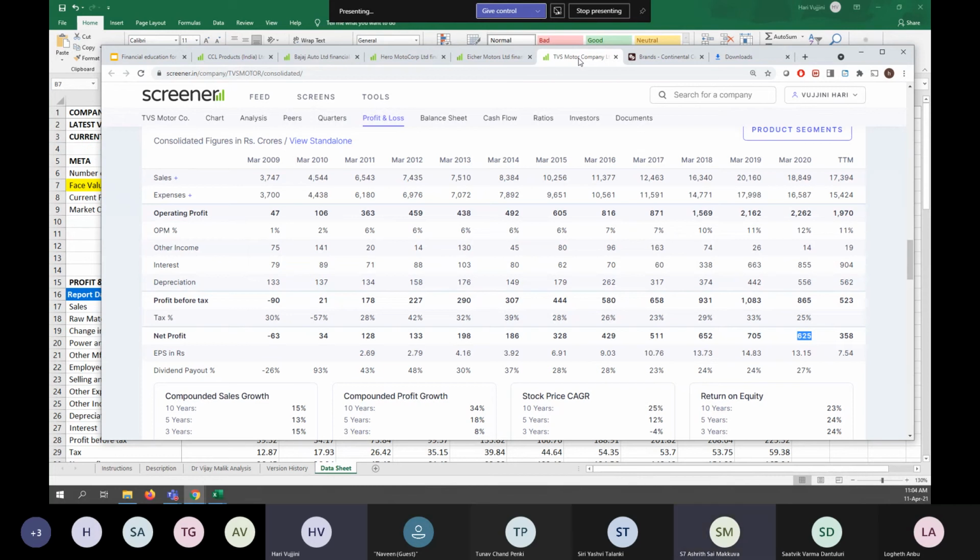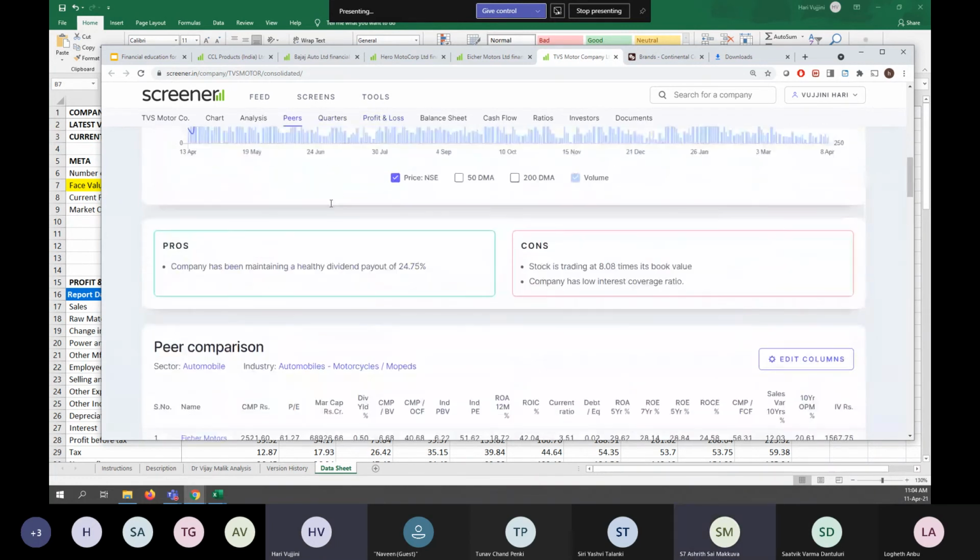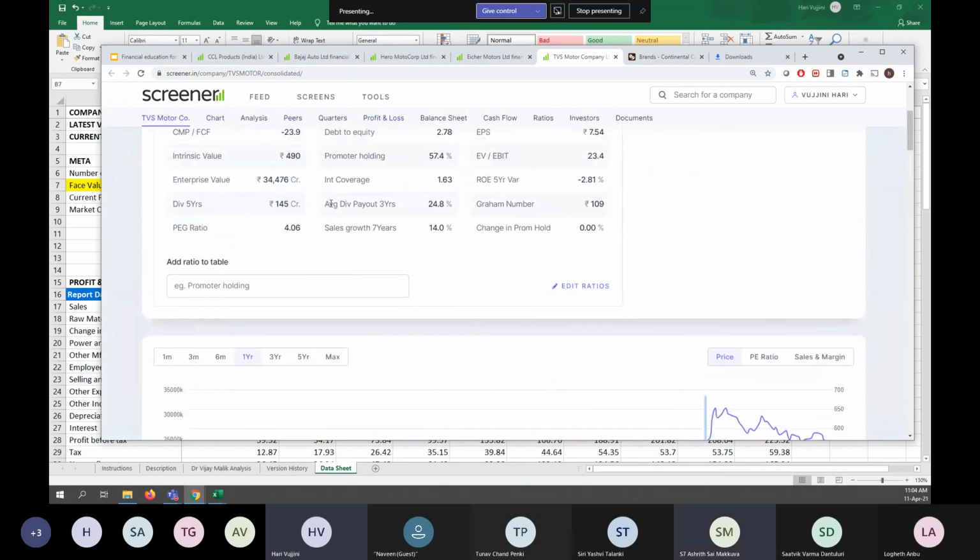Is Screener only for Indian companies? Yeah, it's only for Indian companies. I will introduce you to another kind of tool for foreign companies.